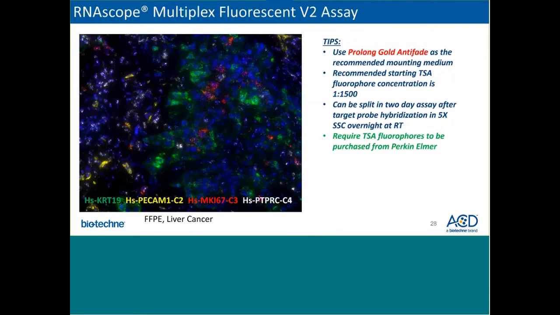Here is the Multiplex Fluorescent V2 assay, again for which we use the ProLong Gold antifade mounting medium. This is the TSA-based assay in which you would need to purchase the TSA fluorophores or Opal dyes from PerkinElmer. Our recommended starting TSA fluorophore concentration is 1 to 1,500, but we have a working range that you can try from 1 to 750 all the way to 1 to 3,000. This can also be split into a 2-day assay after target probe hybridization in 5x SSC overnight at room temperature.